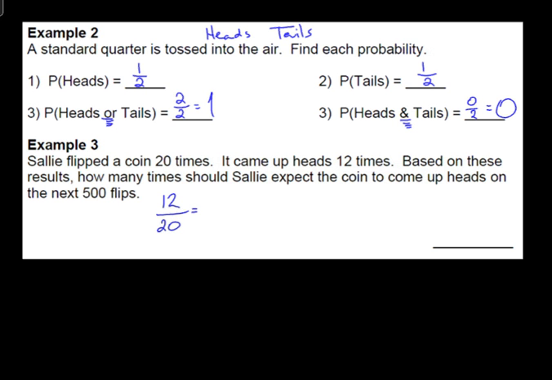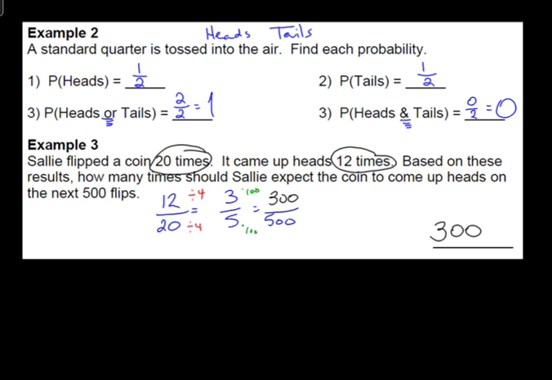So if I take and reduce this thing, we'll divide the top and bottom by 4. It would become 3 out of 5. And I would then say, hey, I need to get that to 500, so I'm going to multiply by 100. So I would expect it to come up 300 times based on my experiment of flipping the coin 20 times.